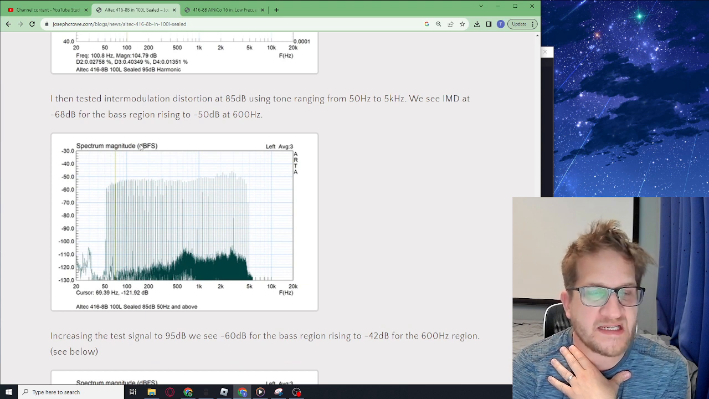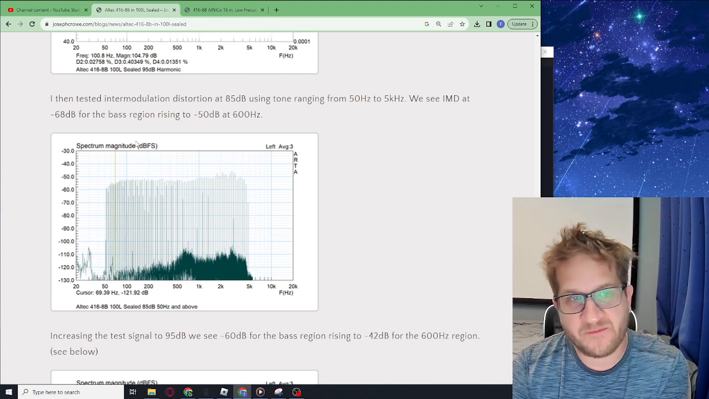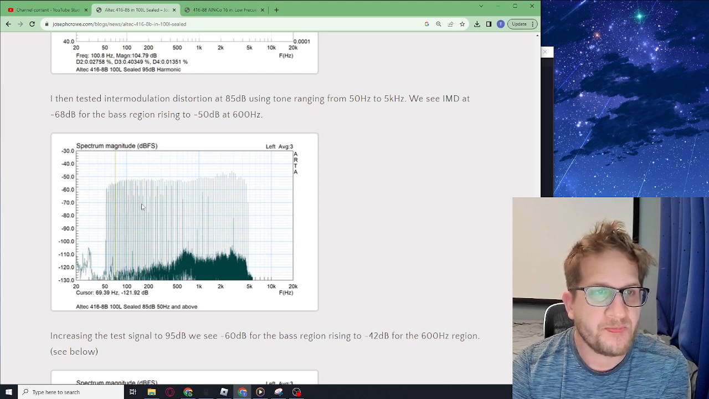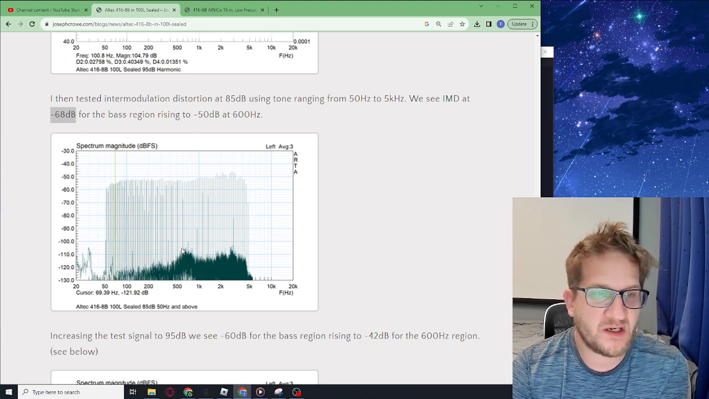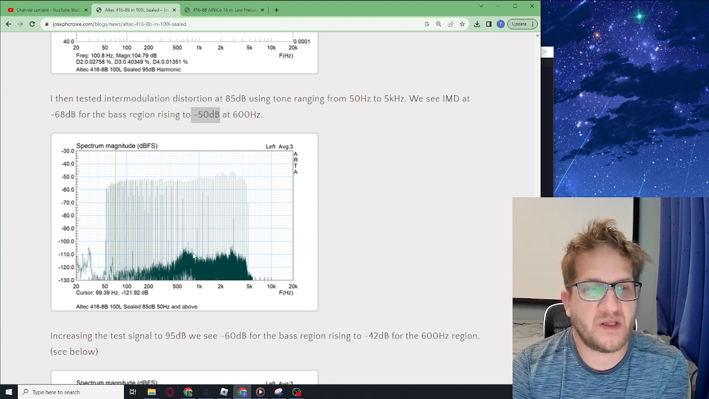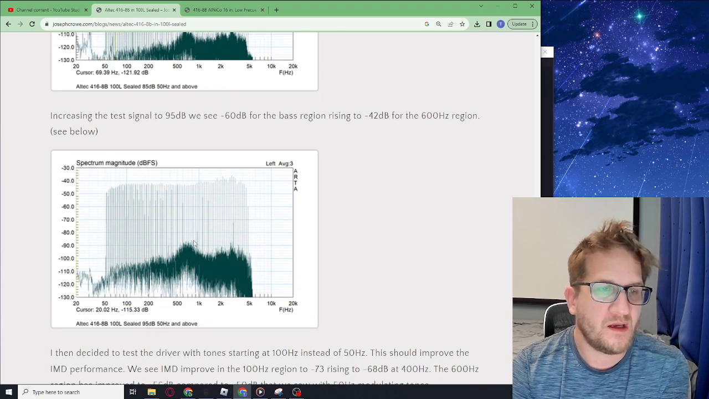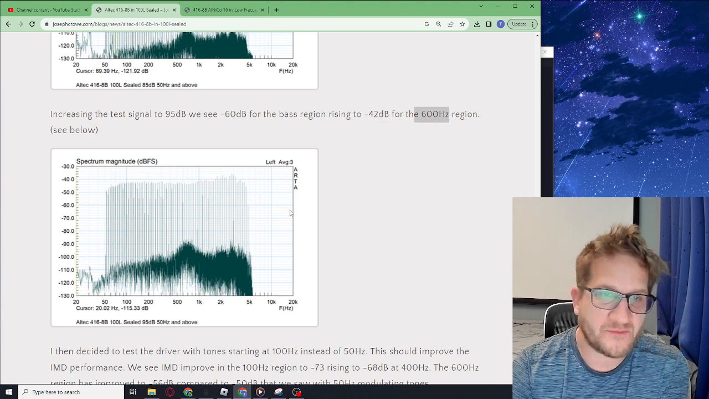And so we tested intermodulation distortion using a 12 band per octave multi-tone test signal at both the 85 and 95 dB test SPL at 1 meter. You can see here, from 50 hertz to 5 kilohertz, that's the test tones that I used, we see that IMD is at minus 68 dB for the bass region. And then at 600 hertz here, you can see it start to rise a little bit, so we're at minus 50 dB of dynamic range for the mid-range aspect, but it does drop down a little bit until we get back up into the breakup region of the diaphragm. So as we increase the test SPL to 95, we see minus 60 dB for the bass region, rising to minus 42 dB for that 600 hertz region.